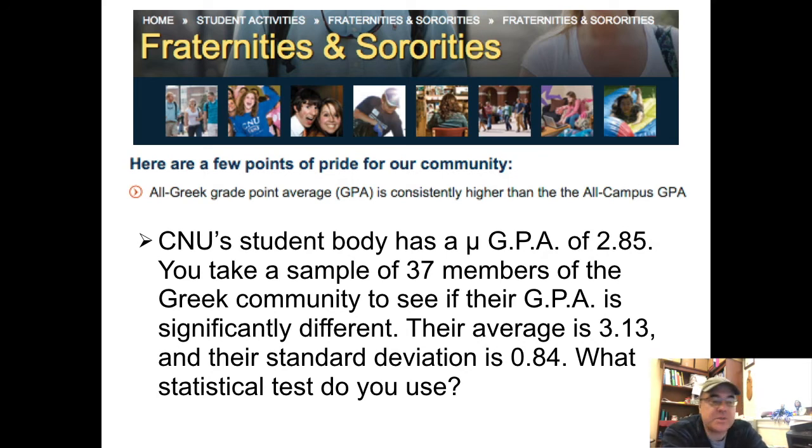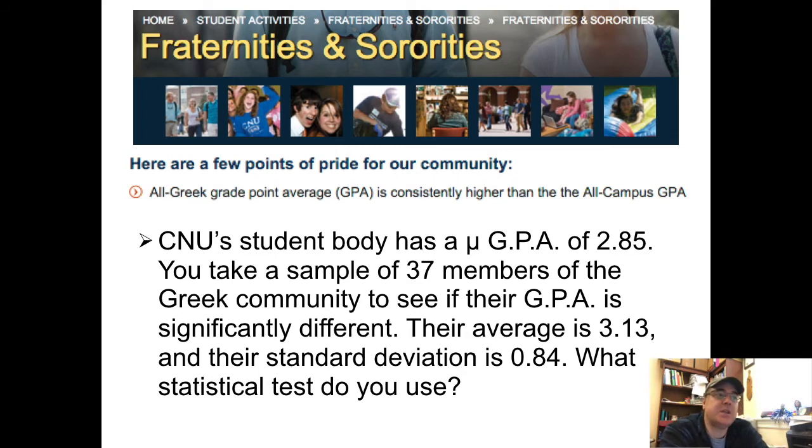I gave you a mu, so it's of course going to be an X-bar against a known mu. If you were putting this into SPSS, you would set as the criteria value 2.85, and then see if your mean, which has an X-bar of 3.13, would be different from it. The other thing is, since the standard deviation here is not something that I gave you as a sigma in the population, in the Greek population, you're going to have to use S, and S is 0.84. That means when you go looking for your critical t value, it's going to be a t value. It's going to be off of the t-table.